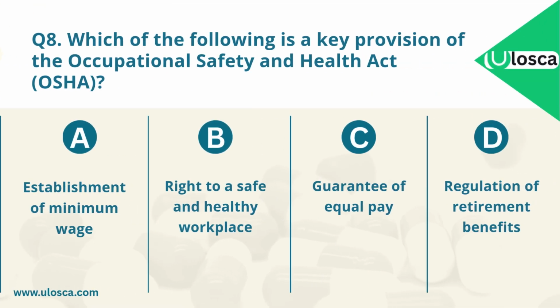Question 8. Which of the following is a key provision of the Occupational Safety and Health Act? A. Establishment of minimum wage. B. Right to a safe and healthy workplace. C. Guarantee of equal pay. D. Regulation of retirement benefits. Which one is the correct answer?